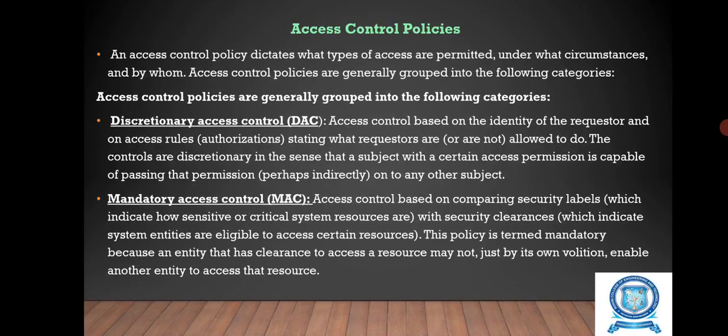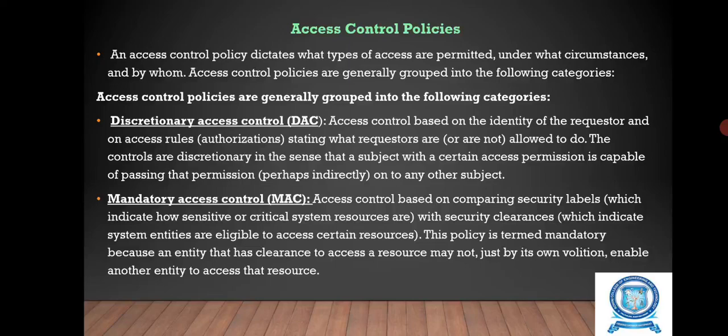Access control policies. An access control policy dictates what types of access are permitted, under what circumstances and by whom. Access control policies are generally grouped into the following categories: discretionary access control, shortly called DAC. Access control based on the identity of the requester and on access rules authorization stating what requesters are allowed to do. The controls are discretionary in the sense that a subject with a certain access permission is capable of passing that permission, perhaps indirectly, on to any other subject.